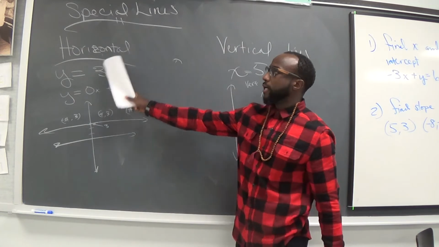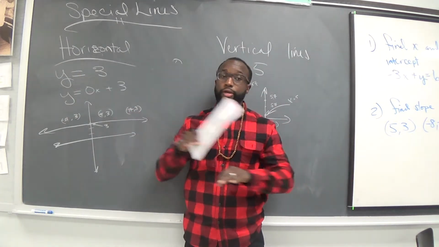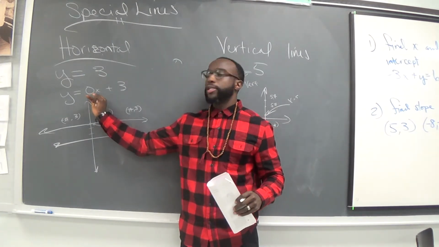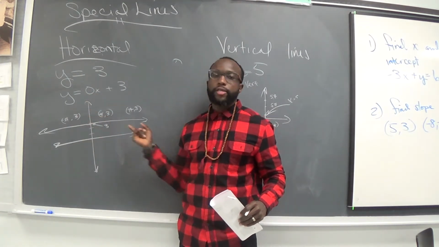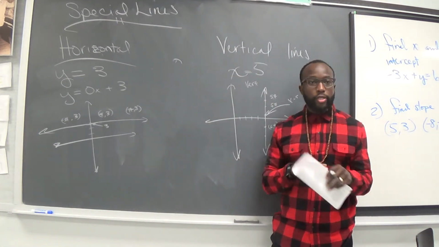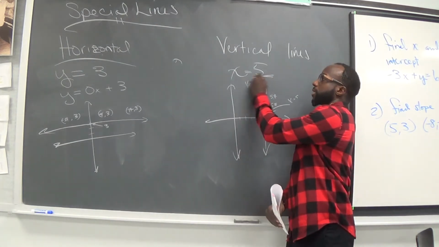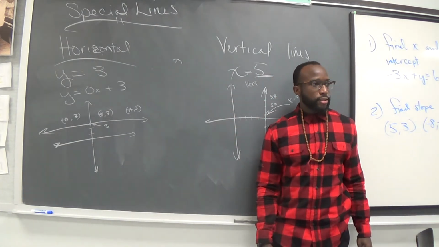So for a horizontal line, whenever you have an equation that says y equals any number with no x involved, you know that your slope is 0, and you have a horizontal line. And if you have x equals any number, with no y available, you have a vertical line going through whatever this number was.